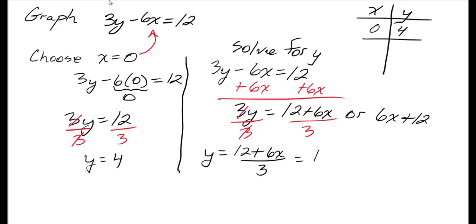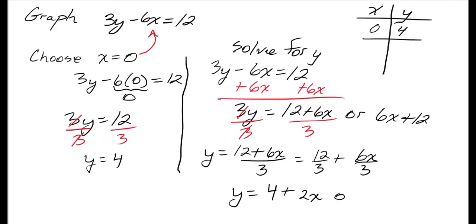But I don't want it to stay like this big fraction, so what I'm going to do is break it up into two separate fractions of a common denominator. Now I have 12 over 3 plus 6x over 3. Then I'm going to reduce this. 12 divided by 3 makes 4, plus 6x over 3 reduces to 2x. Now we have y by itself. This means we have solved for y.